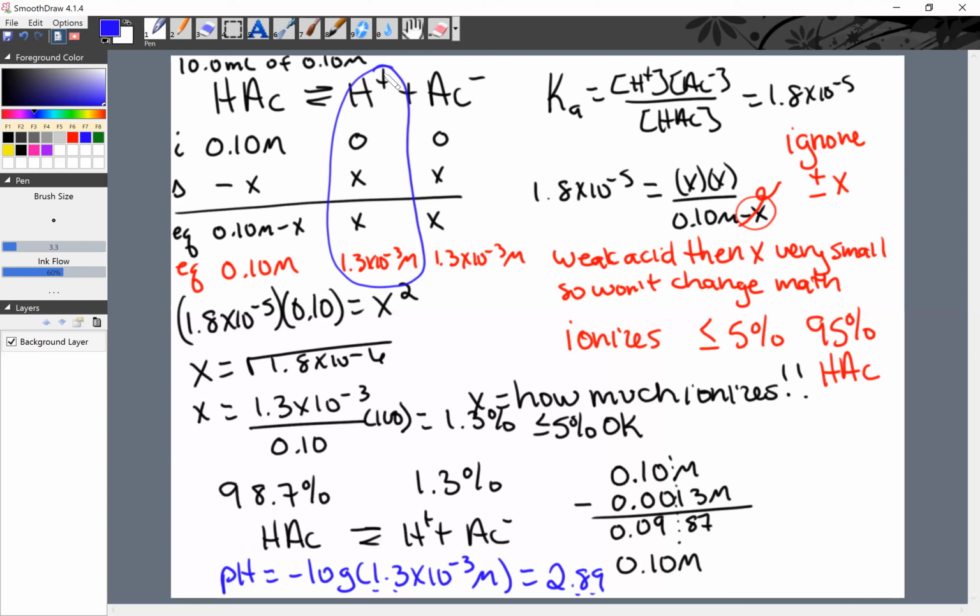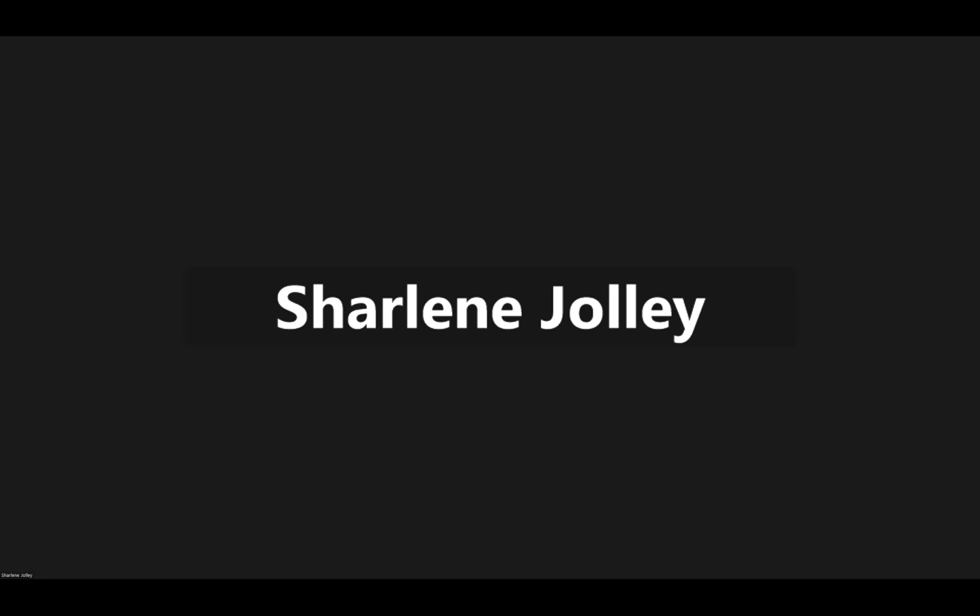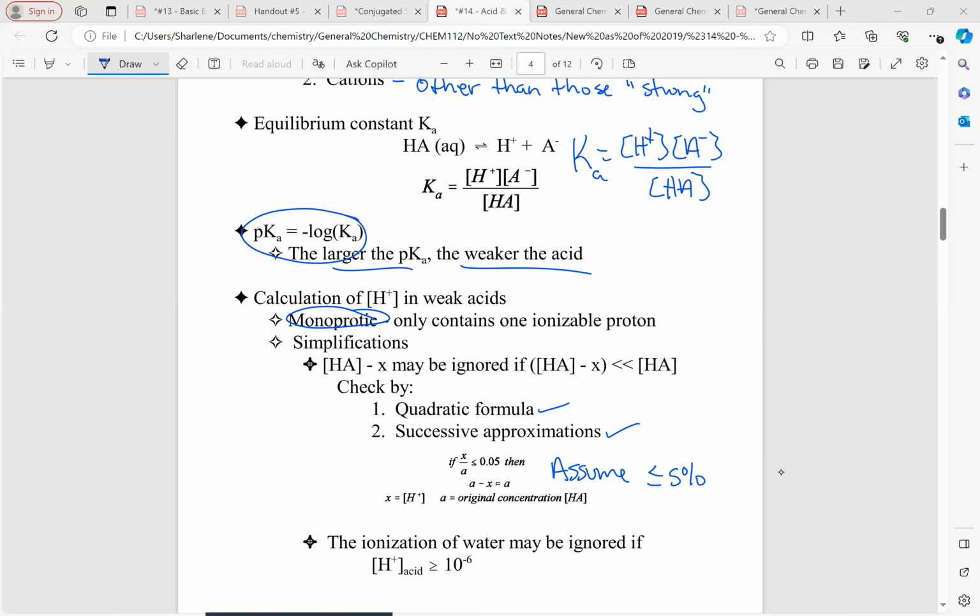You do the assumption. So right here, we just did that. It may be ignored if it's small enough that it does not affect, and our cutoff line is 5%. We're not going to check that by quadratic or successive approximations, but there will be a practice problem coming up that I will check it for you.